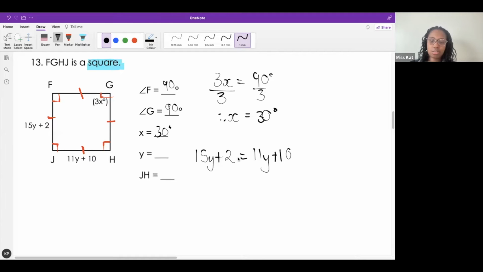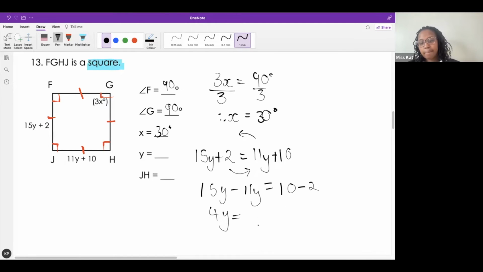So then you get y's on their own, numbers on their own. So then we're going to have 15y minus 11y equals 10 minus 2. And 15y minus 11y will give you 4y is equal to 8. Divide by 4. Therefore, thank you, Karabo, that would be correct. y equals 2.